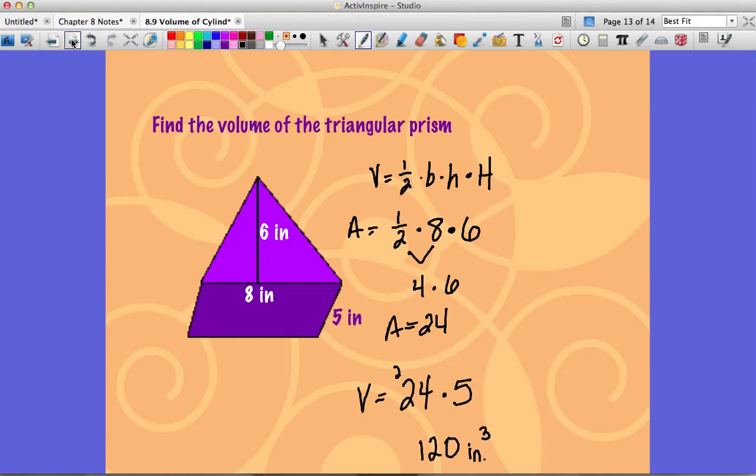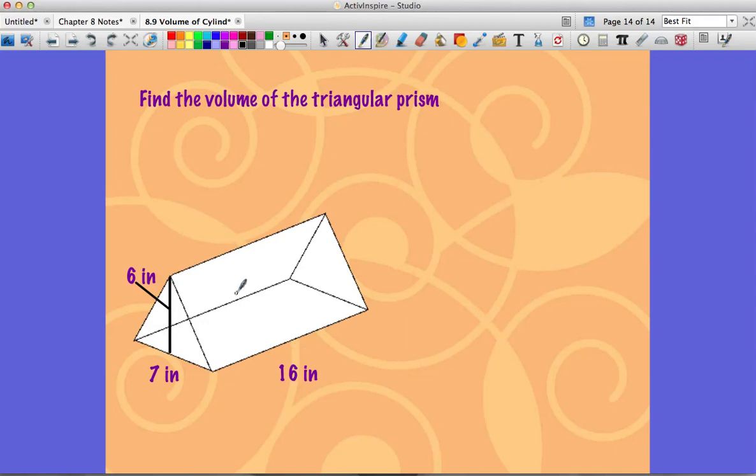Right, so on your own, you are responsible for this second triangular prism. Don't forget to post your answers and number them 1 through 5. When you're giving me the labels, because you cannot write feet cubed on Edmodo, you can put cubic feet or cubic inches, so on and so forth.